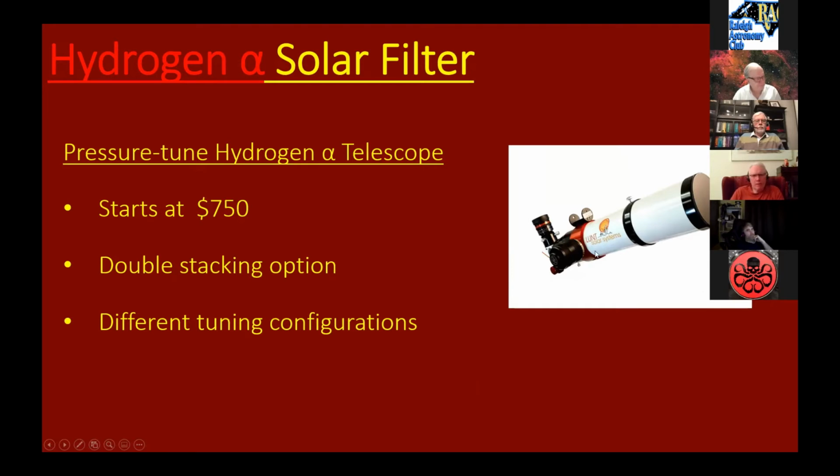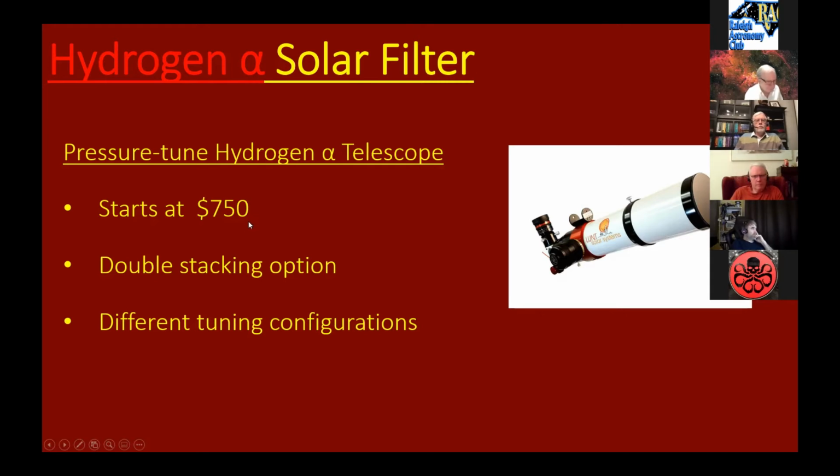This is made by Lunt Solar Systems, the same company that made the Herschel Wedge that Steve was showing. And Lunt, I recommend Lunt only because that's all I have when it comes to observing the sun. I only have products made by Lunt, aside from the Mylar filter that I have, and the Continuum Filter. But anyway, these start at $750. That's the smallest one they have.